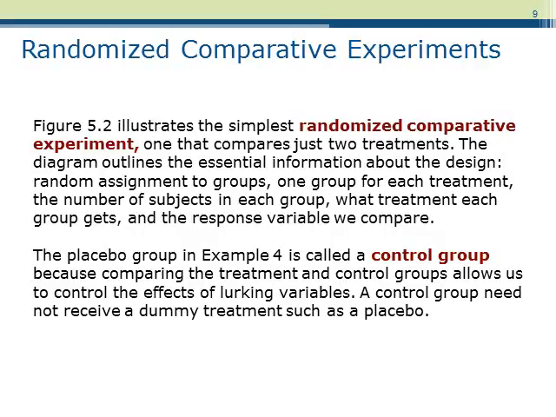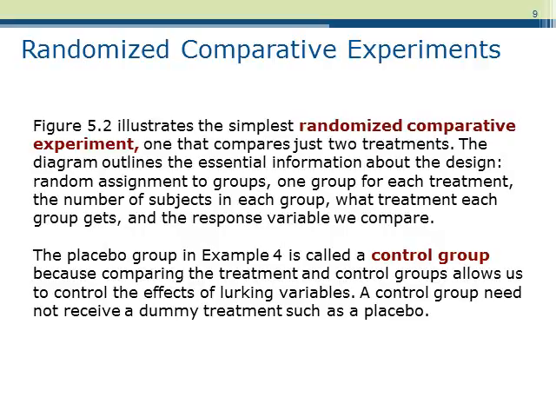Figure 5.2 illustrates the simplest randomized comparative experiment, one that compares just two treatments. The diagram outlines the essential information about the design: random assignment to groups, one group for each treatment, the number of subjects in each group, what treatment each group gets, and the response variable we compare.